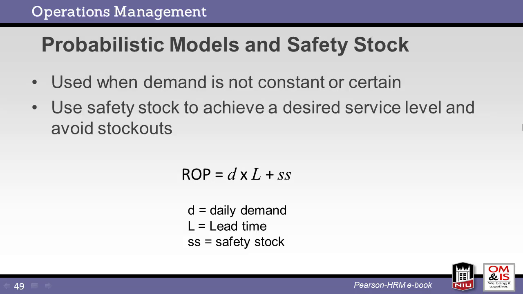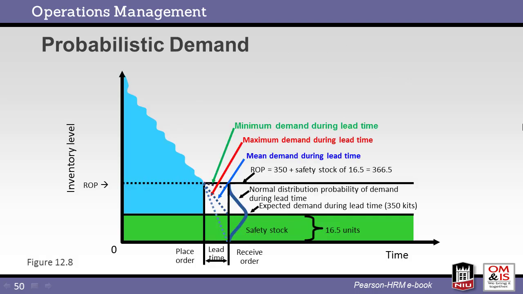Next, we review probabilistic models and safety stock. When demand is not certain, we use safety stock to avoid stockouts and maintain a certain service level. The revised reorder point equation is shown here. The difference is that we have added safety stock, SS, to the daily demand multiplied by the lead time. The goal is to minimize inventory while ensuring that the operation does not run out of material while waiting for the next supplier order to arrive.